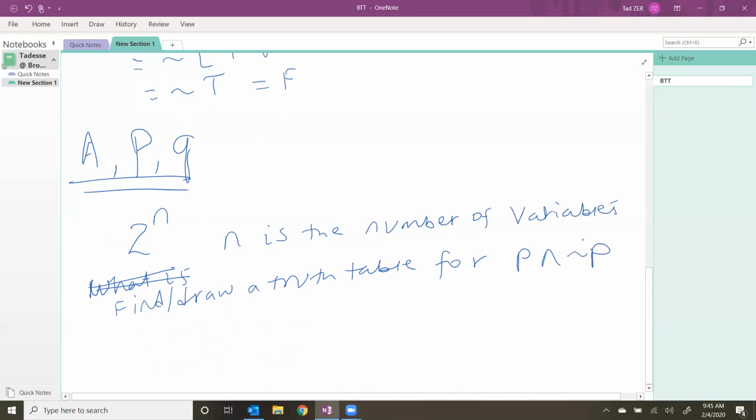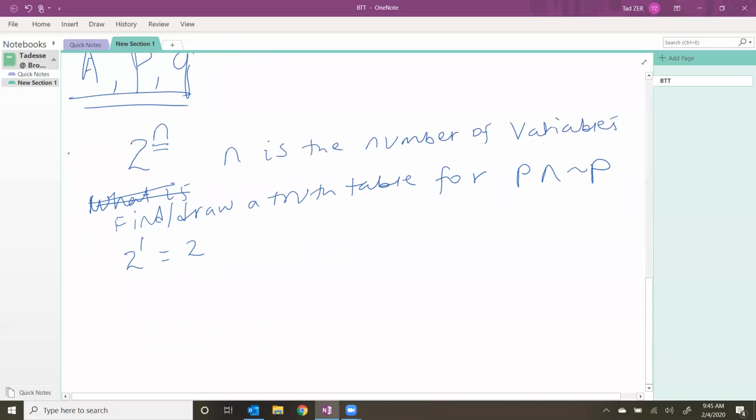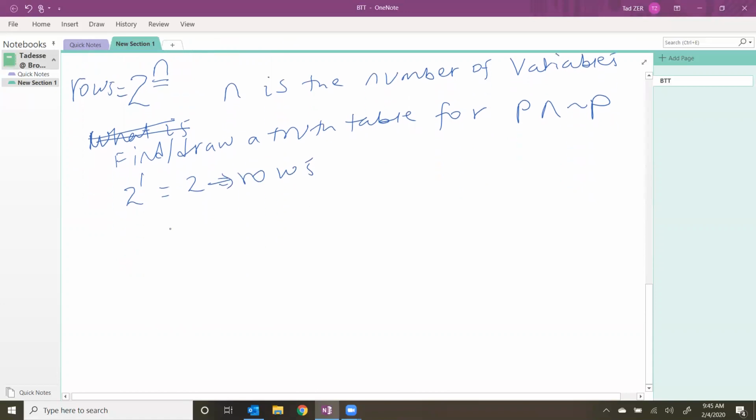So in this case, even if you see negation of P, I have only one variable. So if I have one variable, it should always be 2 to the power of n. It will be 2 to the power of 1, which is 2. So I will have 2. This is the number of rows, by the way. Okay, so you know what row means. Row means horizontal. So I will have 2 rows. So how do I draw those 2 rows? This is what you need to do. So I have P.